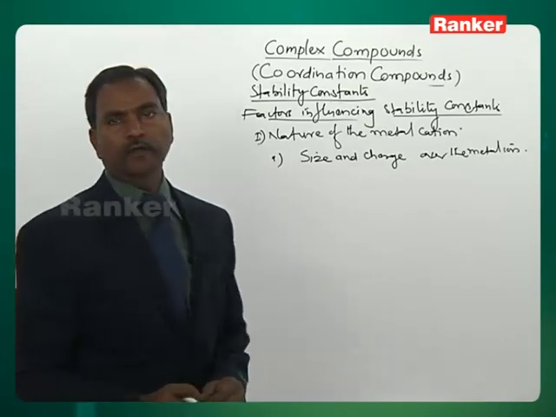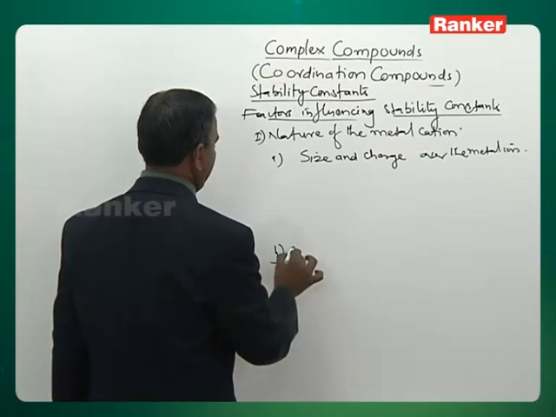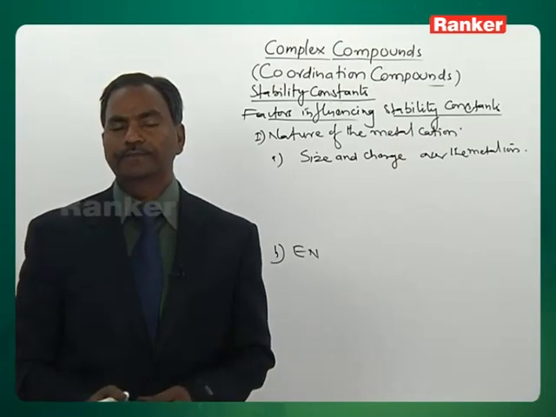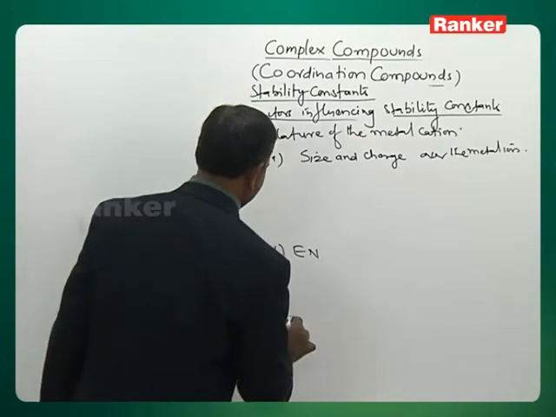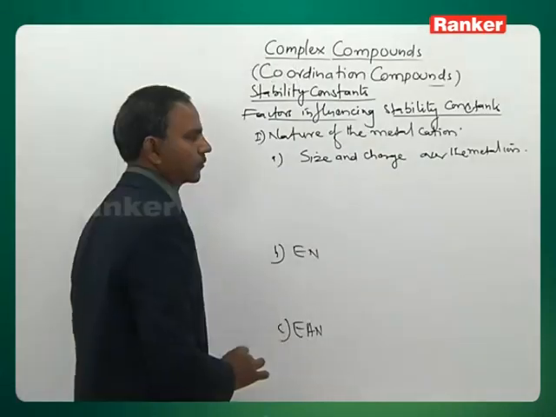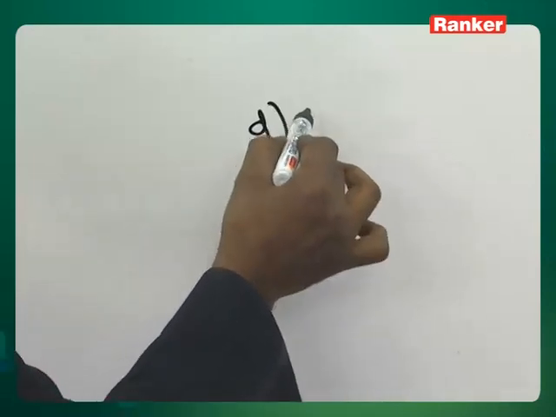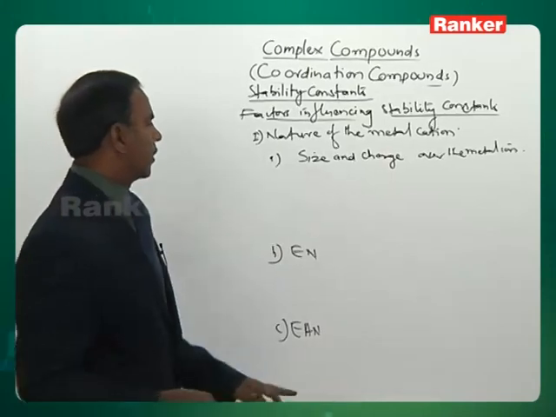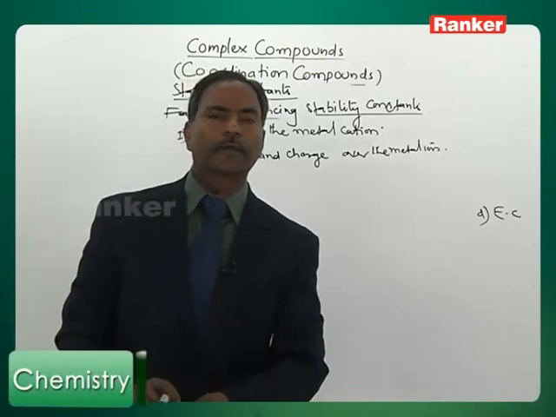Size and charge of the metal ion, the first one. Next, electronegativity of the metal ion. Third one, EAN of the complex. Fourth one, electronic configuration. Size and charge of the metal ion, electronegativity, EAN, and electronic configuration.